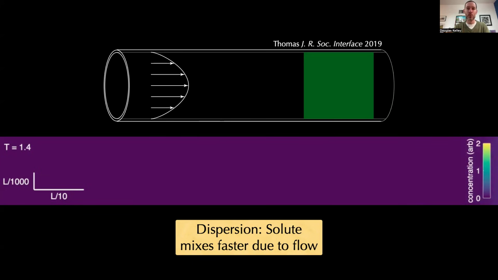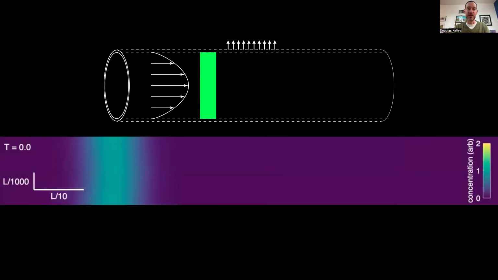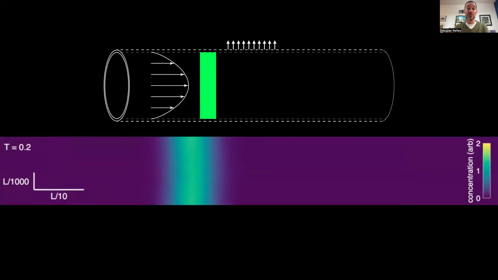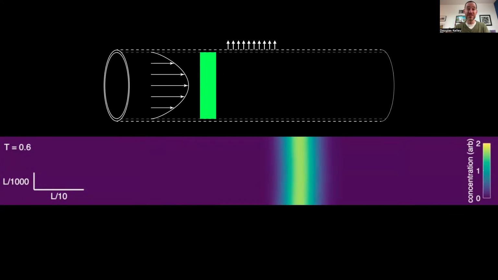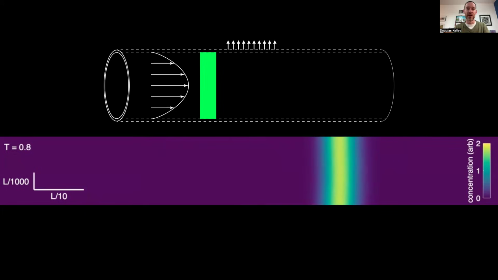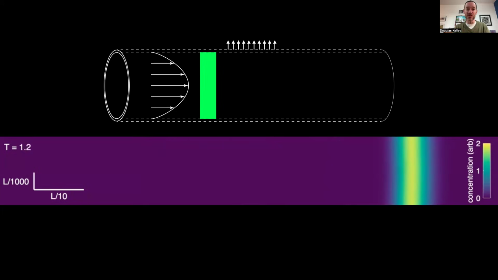But we wondered what might happen if the walls of this tube were leaky, and leaky in a way that fluid could escape, but solute could not. So we built a model and we ran a simulation, and here's what we saw. Much to our surprise, the region where there's solute did not widen as it moved down the tube. It got narrower, and the concentration of the solute didn't drop, it increased.